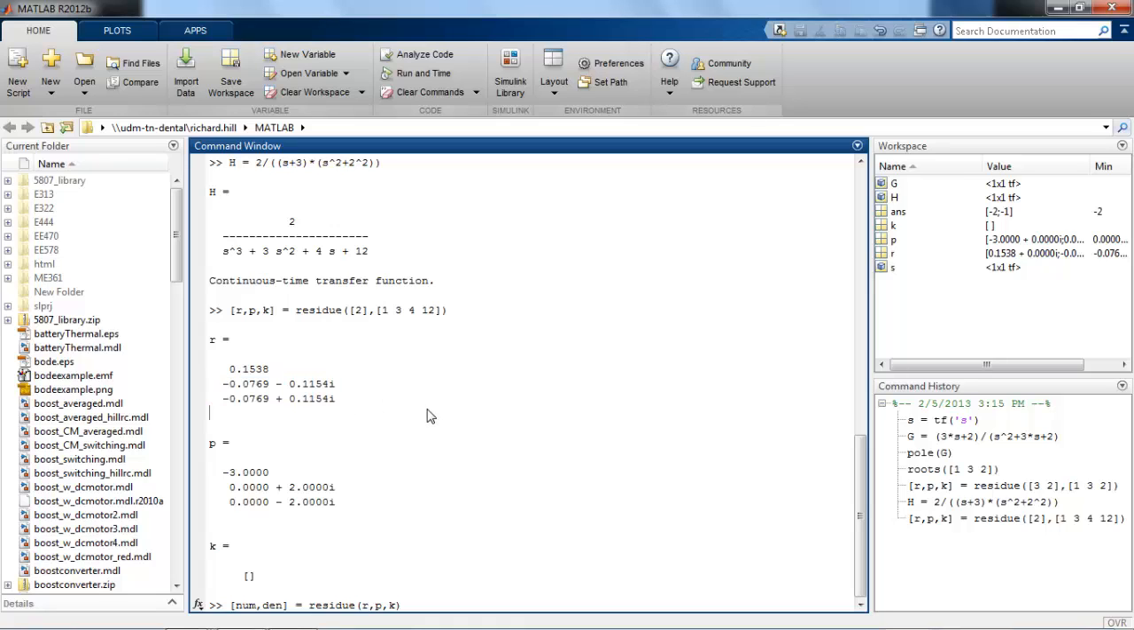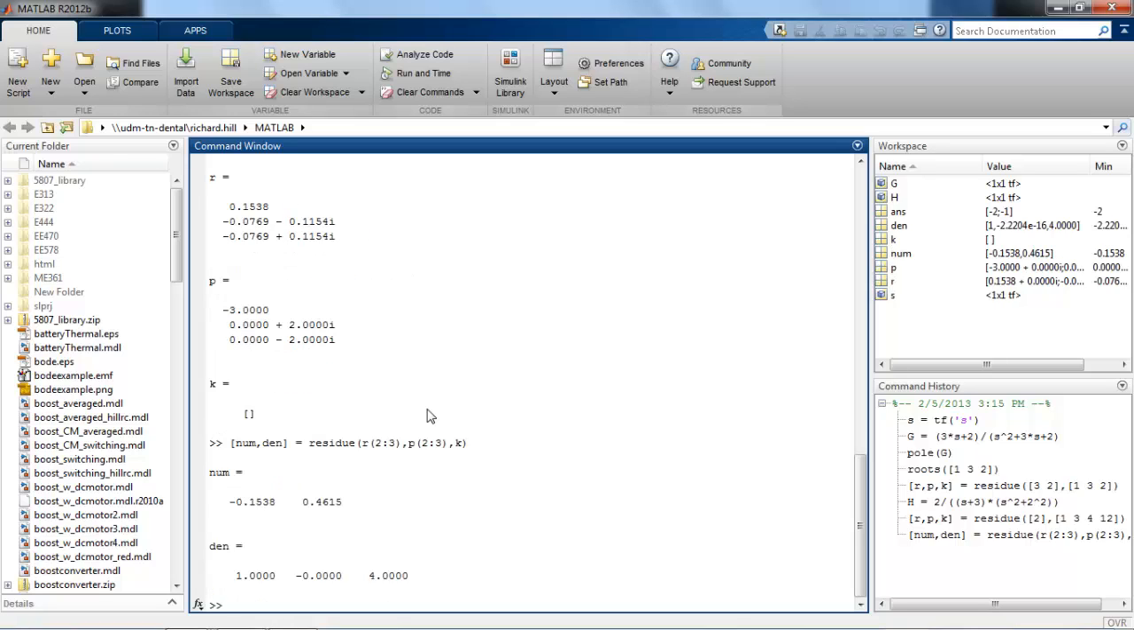And so this is 3 elements in the vector, and I'm going to choose the last 2 elements. So the colon sort of means like 2. I want to take element 2 through 3 of the residue vector, and I want to take element 2 through 3 of the pole vector. And if I do that, I get my numerator and my denominator.